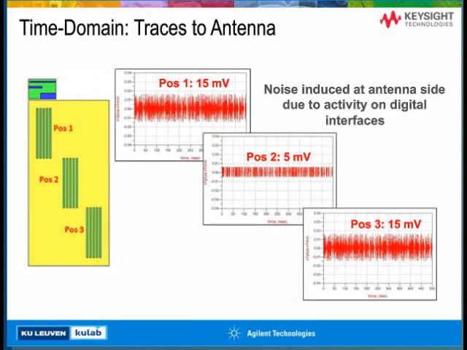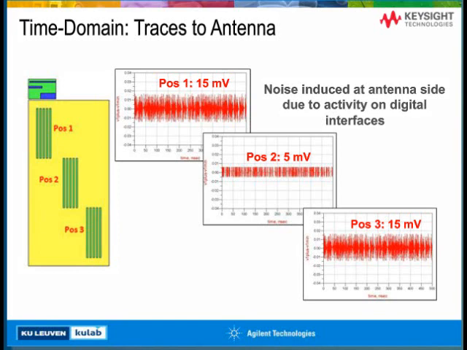We can turn this also into the time domain. What we did here is that we exported from EMPro, from the 3D simulation, the S parameter describing the coupling between the interconnects and the antenna. We then imported that into an ADS schematic and added circuitry to the antenna. We applied at the interconnects a quasi-random bit pattern of 2 gigabits per second, and then we looked at the time domain signal that we see at the antenna side.